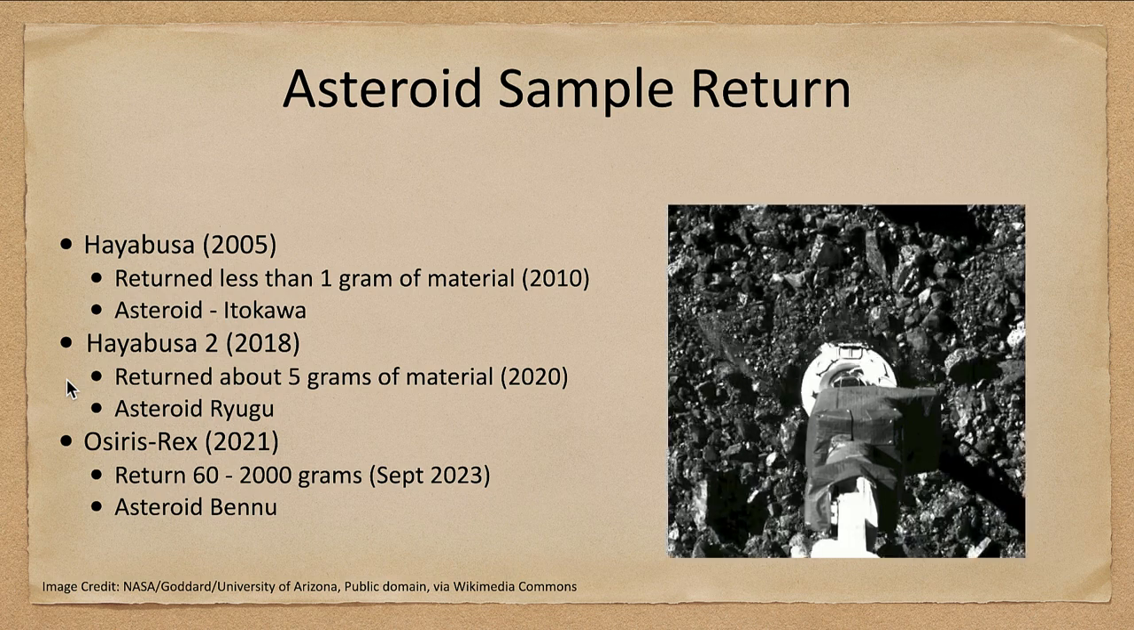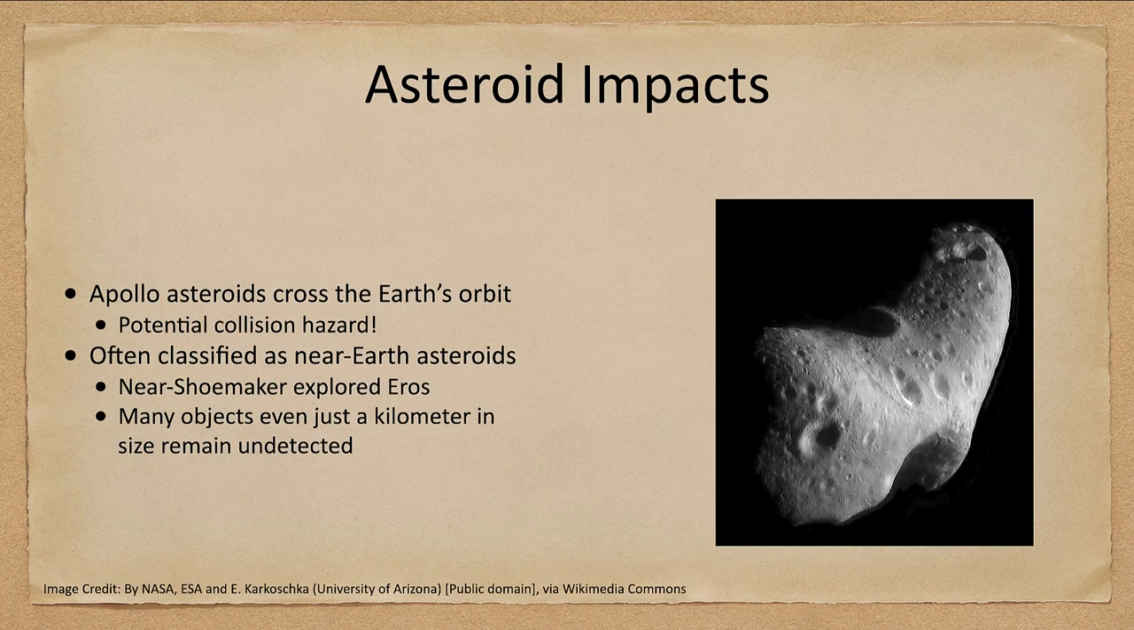Now, we looked at some of the large impacts before, and we talked about the Apollo asteroids. These are ones that cross Earth's orbit and are the potential collision hazard. Sometimes we call these near Earth asteroids. Now, one of these was explored. That was the asteroid Eros, which was explored by the Near Shoemaker spacecraft.